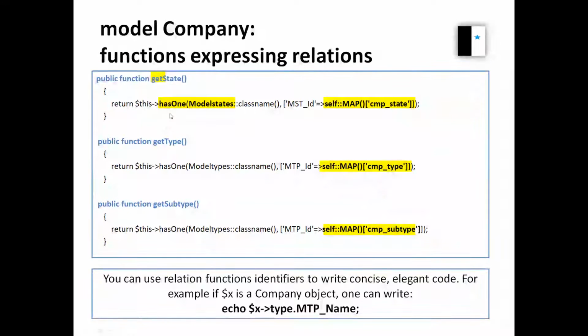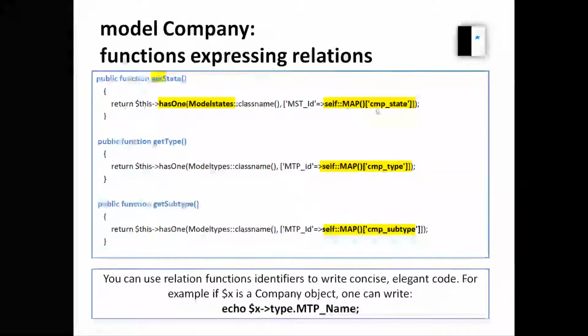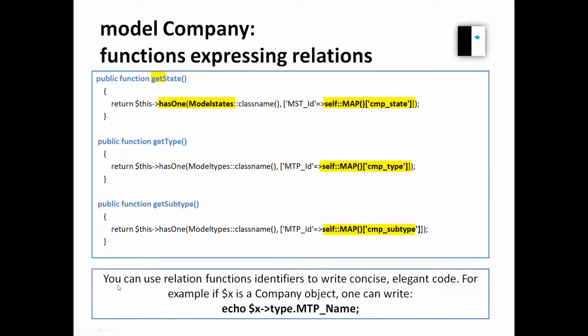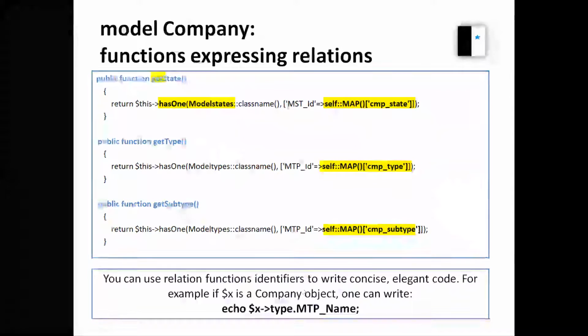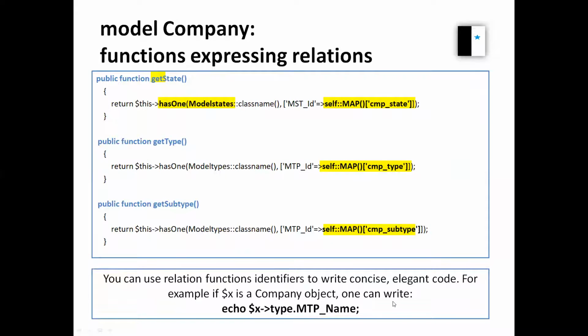Notice how you use the predefined function hasOne so that you can correspond to every company a single state through the use of the foreign key company state. Relation function identifiers can be used to write concise and elegant code. For example, if $x is a company object, one can write echo $x->type. Type is actually the function there, and then you get access to the type record corresponding to your object $x, and then you can refer to any field of that record.